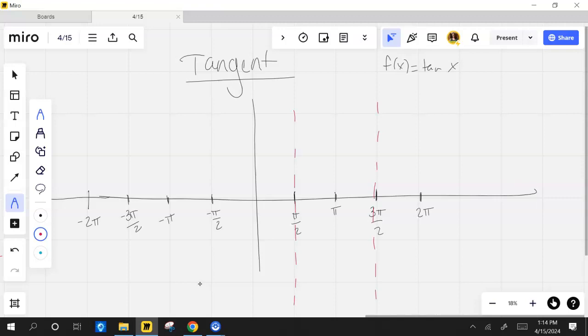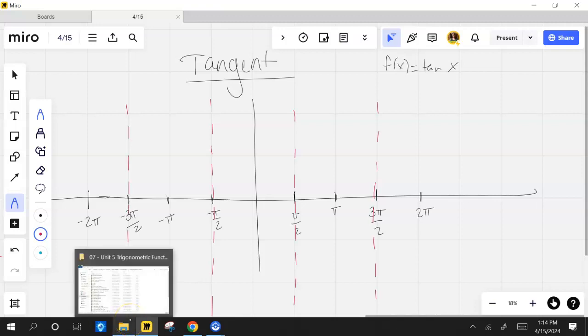Where else do you think it might be? The negative, that's right, so negative pi over 2. They're happening every pi distance apart. You see that? You're right, because tangent has a different period than sine and cosine.